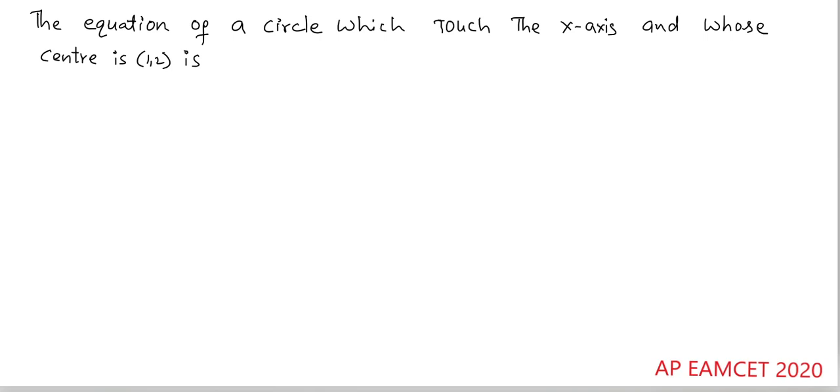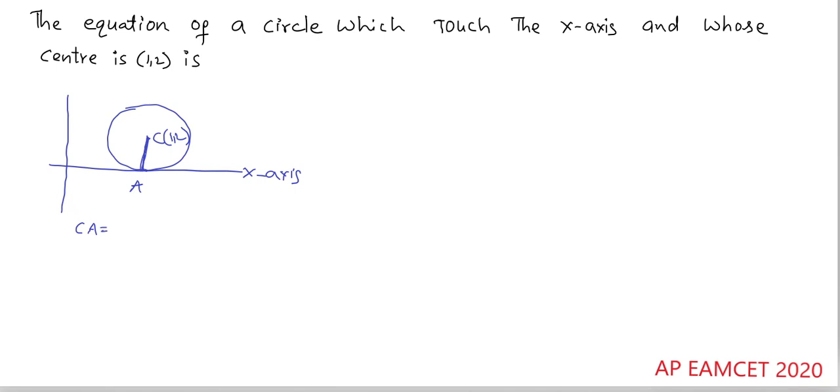The equation of a circle which touches the x-axis and whose center is at (1, 2) is. Here the circle touches the x-axis. This is x-axis and this is y-axis. The circle touches x-axis. This is x-axis touching at the point capital A. Here this is the center of the circle. This center is given (1, 2). This is the radius of the circle. This radius CA is equal to radius.